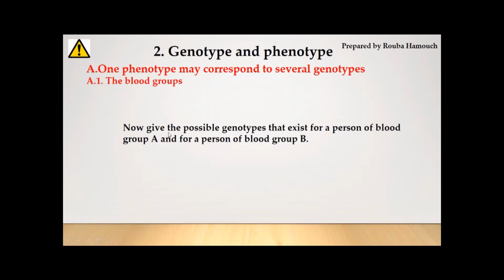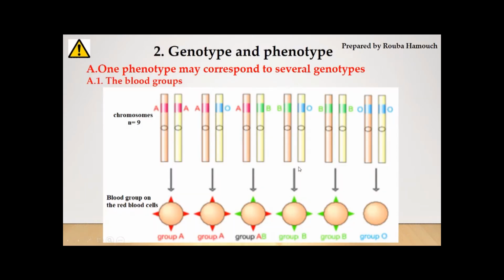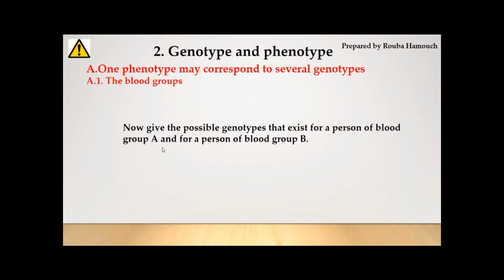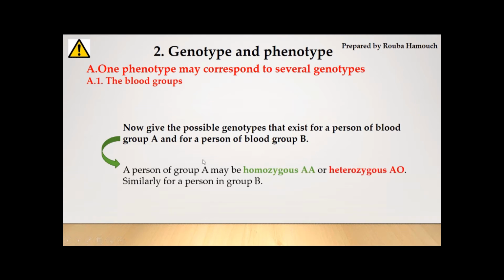Now, give the possible genotypes that exist for a person of blood group A and for a person of blood group B, as we have seen in this document. What could be the different genotypes? For blood group A, the individual may be AA or AO, same as for blood group B. So the answer is a person of group A may be homozygous AA, or heterozygous AO. Same for the person of group B.